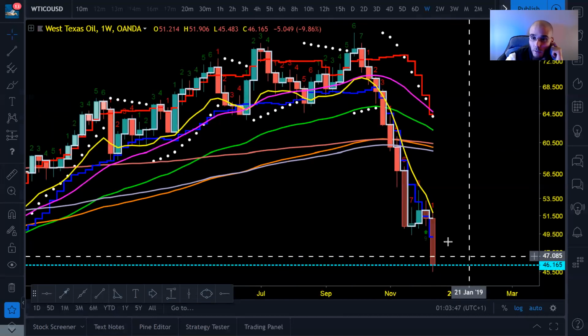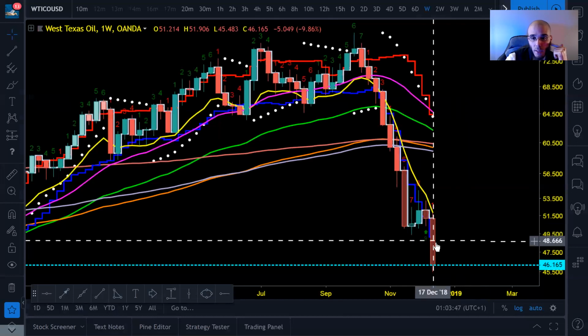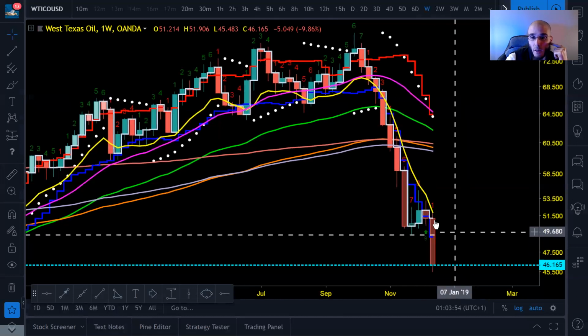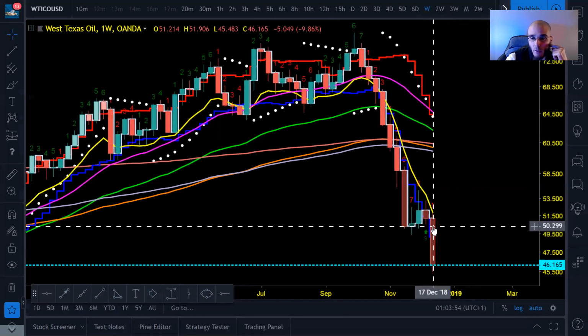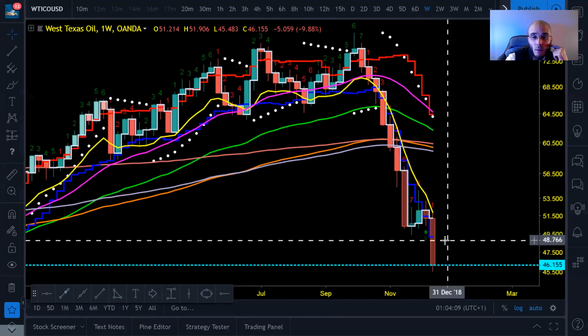Oil is looking very bad. You had candle number 1, but it did not reverse the price. You had candle number 9, it did not reverse the price. You have now a very bad looking candle number 1. And if you get a candle number 2 trading lower than the candle number 1, it would be even worse. Oil is looking very bad.